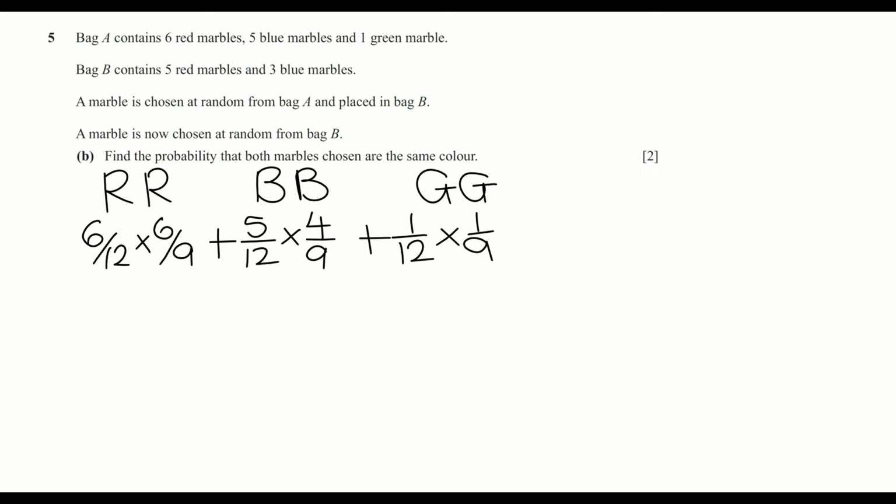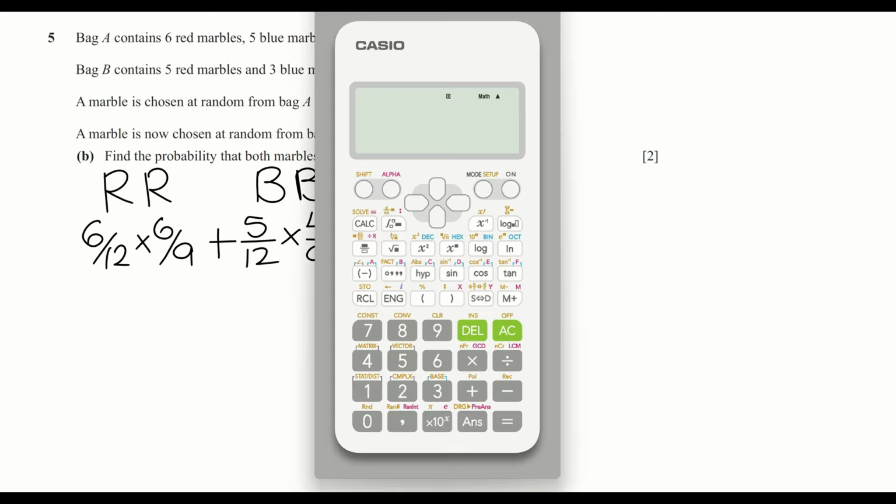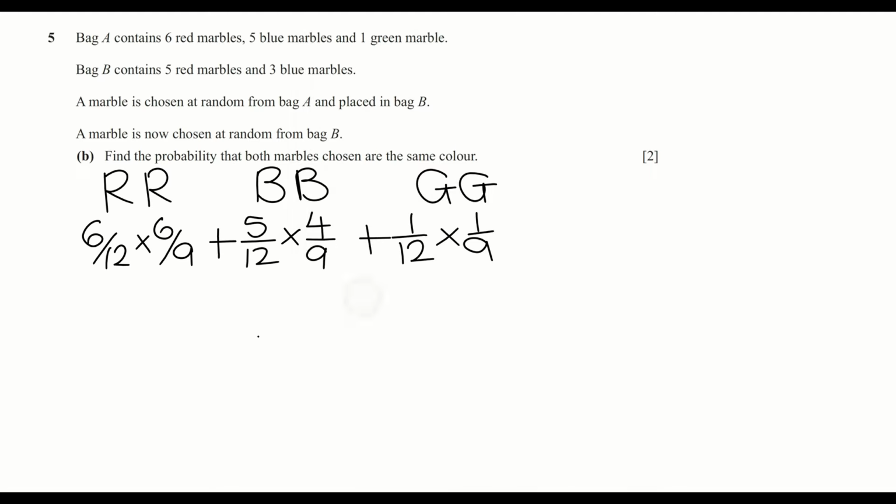And you can put this straight into your calculator. So I can say 6/12 multiplied by 6/9 plus 5/12 multiplied by 4/9 plus 1/12 multiplied by 1/9 is equal to 19/36. So I can leave my answer as 19/36.